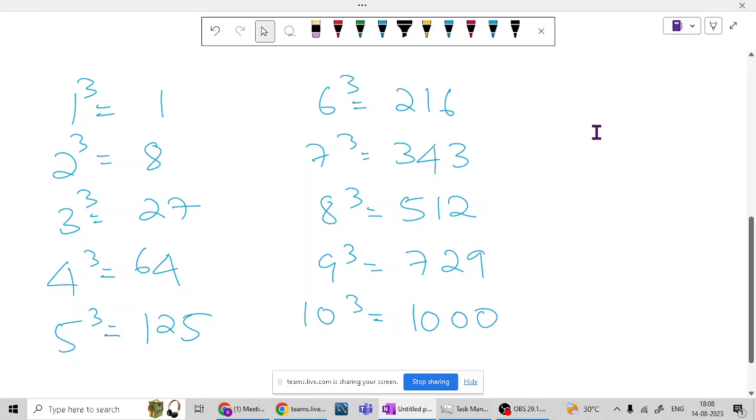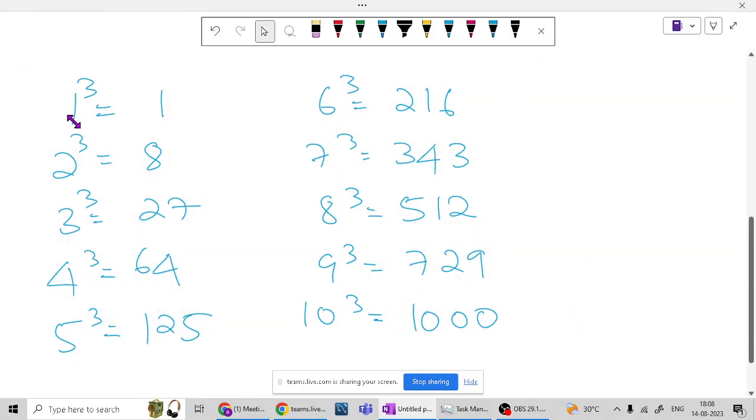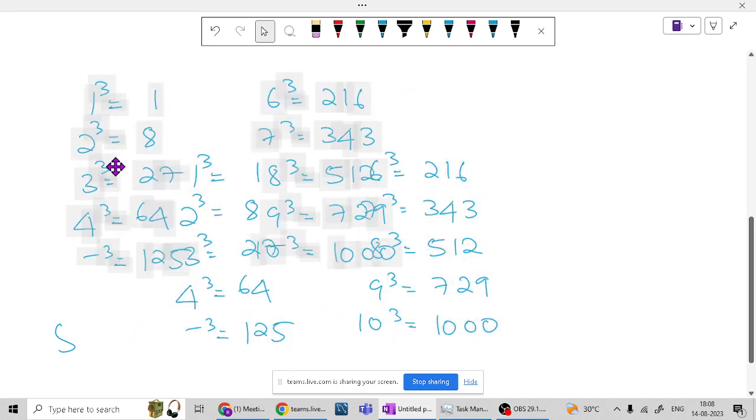Take this down. For squares, memorize 1 to 20. Squares 1 to 20 is a must. For cubes, 1 to 10 is enough.